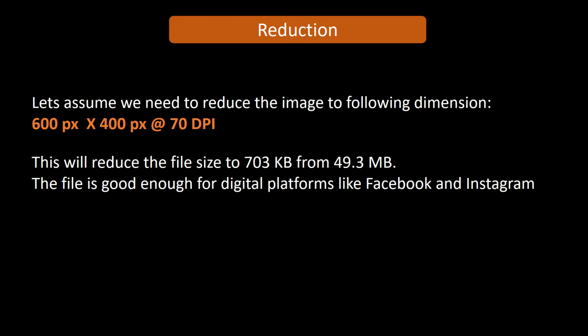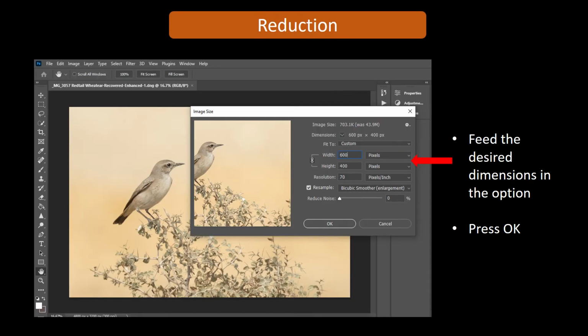So for a digital platform like Facebook, Instagram or Snapchat or wherever you want to transfer on a digital media, 700 KB files are good enough because you're going to see it only on screen. You're not going to print them. So feed the desired dimensions in the option, and the link which comes here will help you in fixing the ratio. So the moment you put width as 600, the height will come as 400.